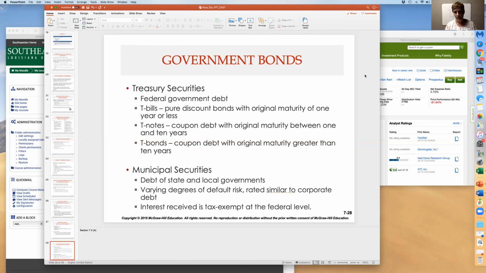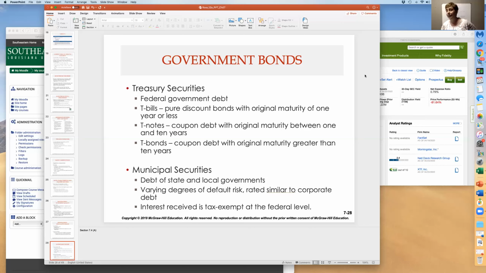All right, and because of that, we call them pure discount securities, meaning the only way that you actually make money on a T-bill is through capital gains. The fact that you're buying it for less than you're getting at the maturity date. And so technically it's a capital gain that you're earning, not interest income. All right, any questions about those?